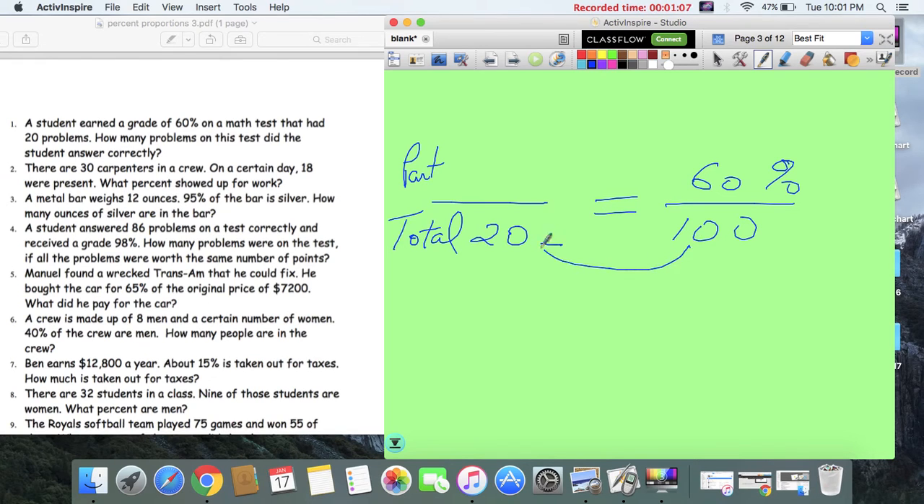Relationships, there is one. How did the 100 become a 20? It's a divide by 5 relationship, so you're going to divide the top by 5. And 60 divided by 5 gives you 12. So there is our answer. You got 12 questions correct. So if you ever get a 12 out of 20, you know that that's going to be 60%. Okay?